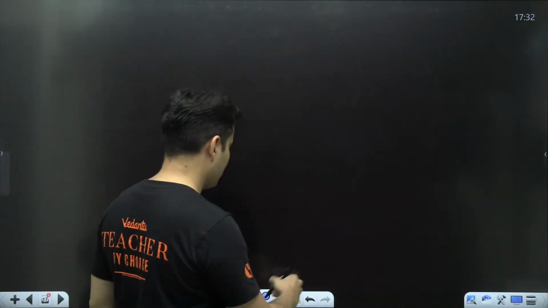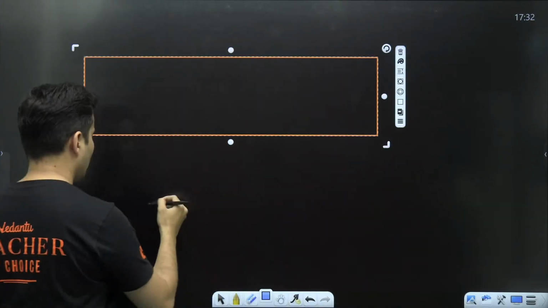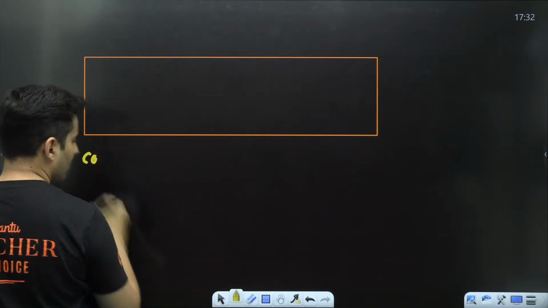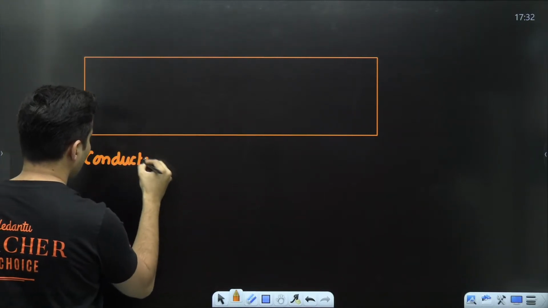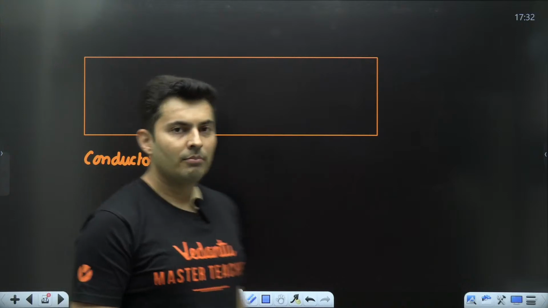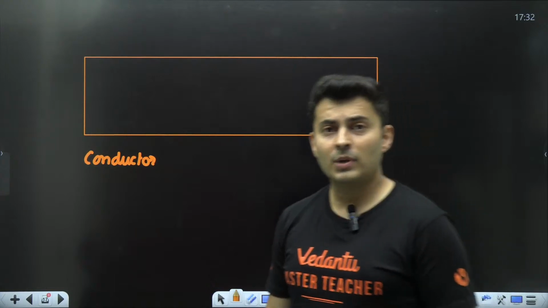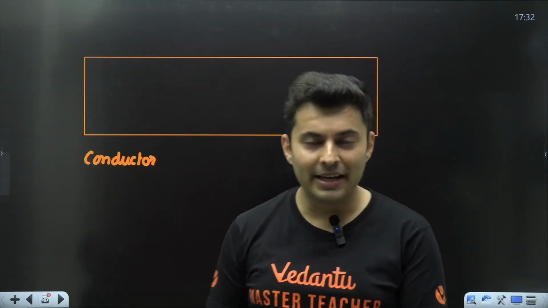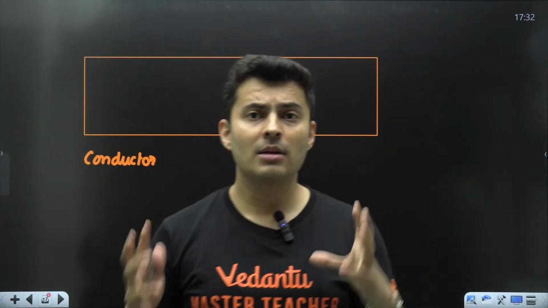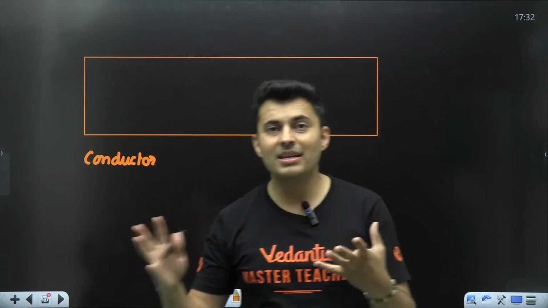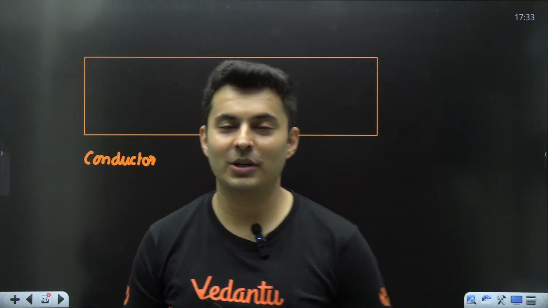Just imagine, my dear students, let's take a conductor. This is nothing but your conductor. Inside this conductor, there are protons, neutrons, electrons, basically atoms. But out of them, only electrons are the ones which are mobile, meaning that they can move. Protons and neutrons can't leave their original places because they are stuck to that particular atom. Obviously, if the protons and the neutrons move, that will cause nuclear reactions, which is not what we are studying right now.